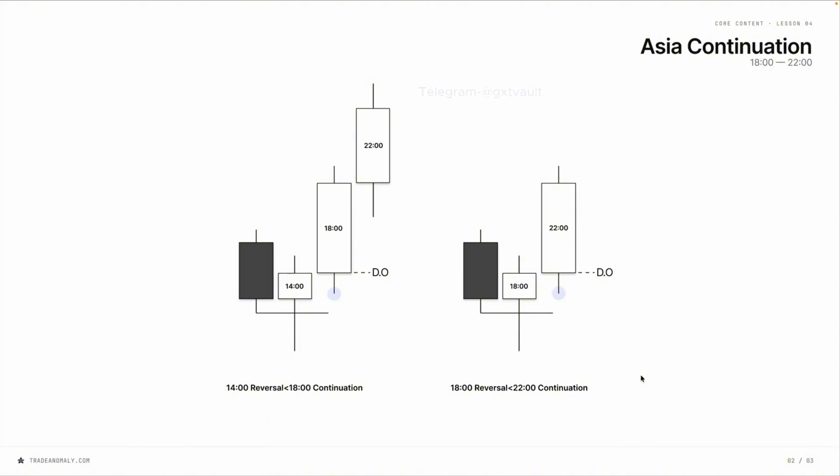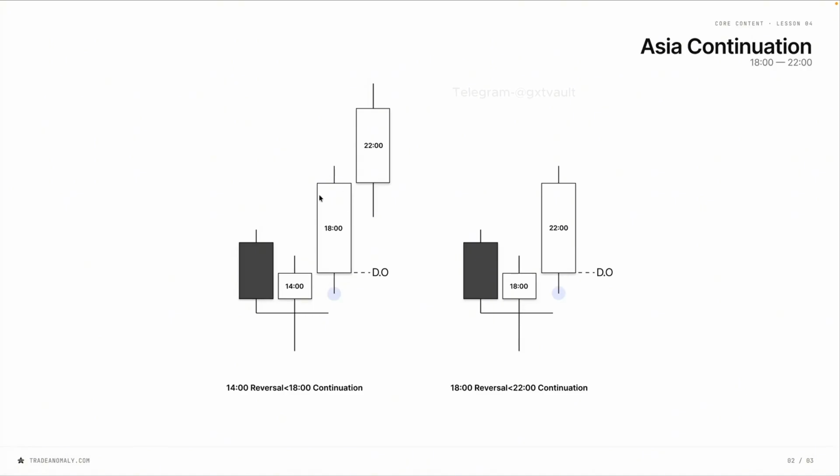So when can we expect an Asia continuation? That is either when late in the day, the previous day, 1400 reverses, and the day is opening up within a C3 on the 4-hour time frame. So essentially, PM session late in the day, previous day reverses. So you're going to expect an early day expansion, right? Late day reversal, early expansion, 1800 expanding.